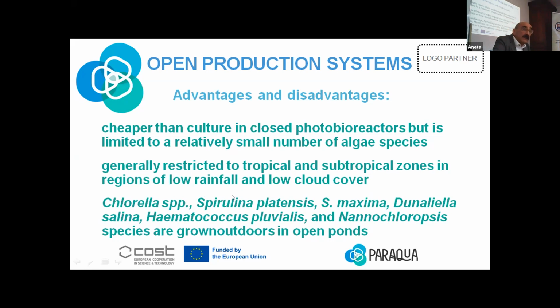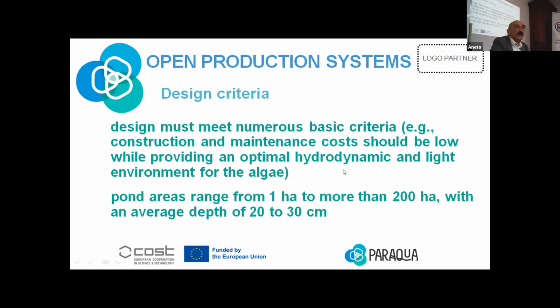cultivation. And of course, outdoor systems are restricted to tropical and subtropical zones because you don't want to go outdoor in a continental climate, or you limit your production to 6 months, and then you just close the facility. So these are some species that are now grown in outdoor open ponds. I don't want to talk too much about species because you have heard this before.